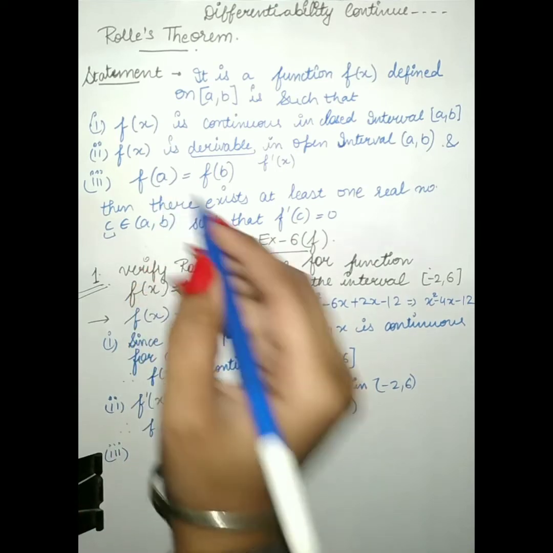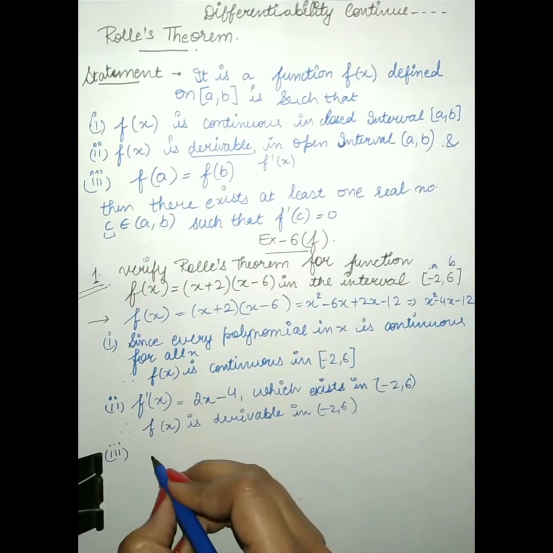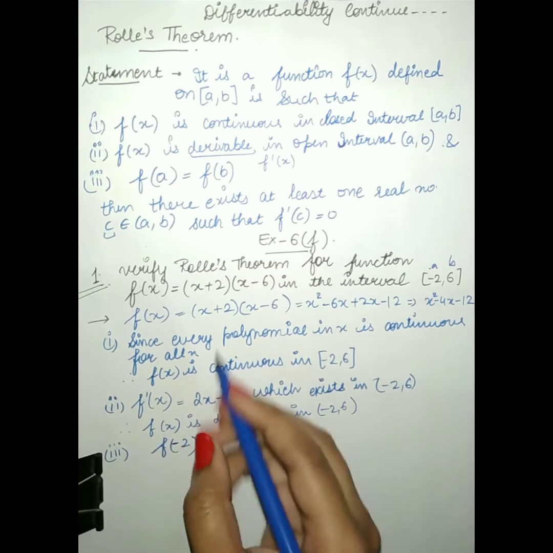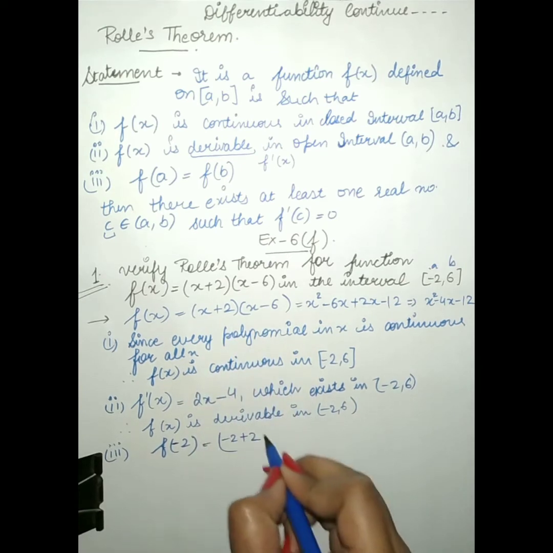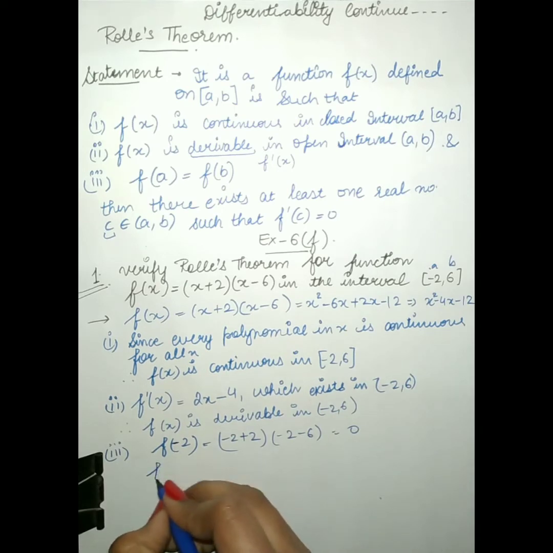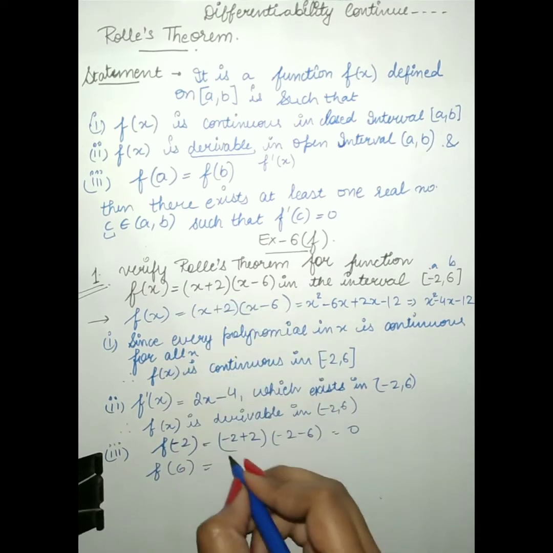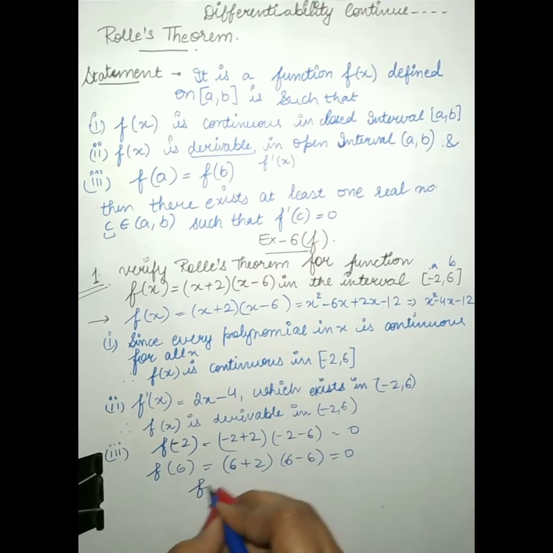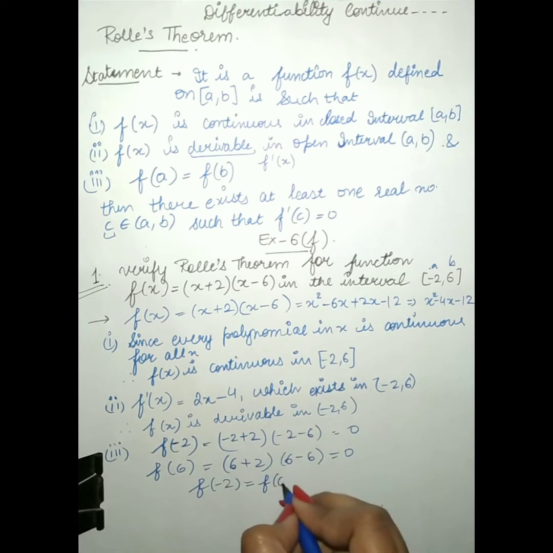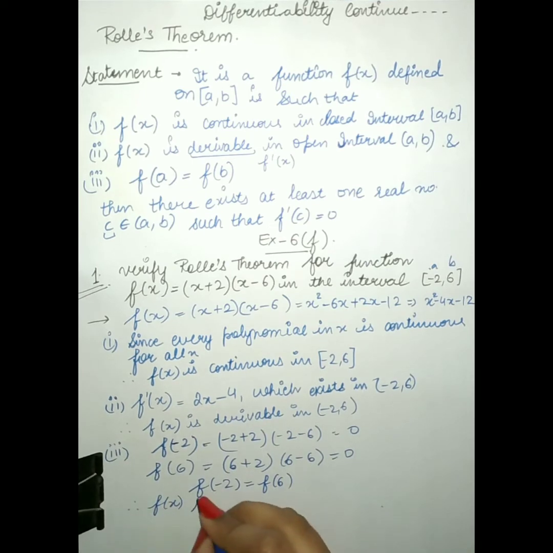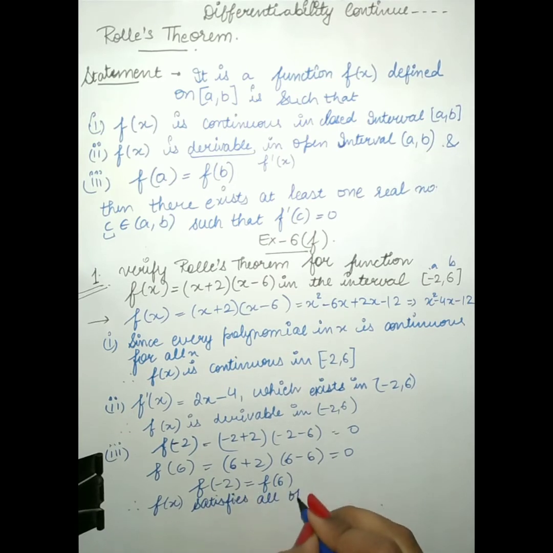Now third, we will have to prove that f of a will be equal to f of b. That means a and b are given. So firstly we will find for -2. We will put the value -2 here. It will become -2 plus 2 into -2 minus 6, which will become 0. Then we will find f of 6. That means we put 6 here, 6 plus 2 and 6 minus 6. It will also become 0. So f of -2 will be equal to f of 6. Therefore f of x satisfies all the conditions of Rolle's theorem.